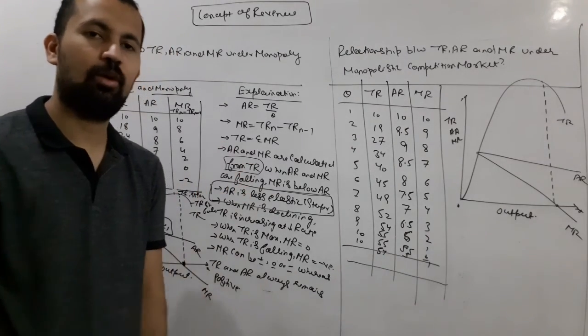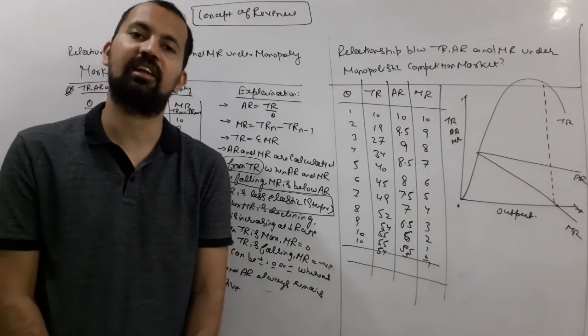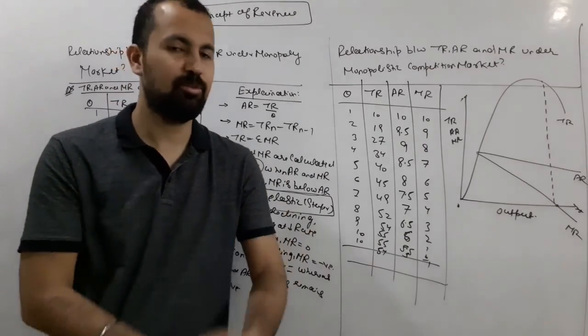These were the situations of concepts of revenue, that is TR, AR, MR, and different kinds of relationships under different forms of market.